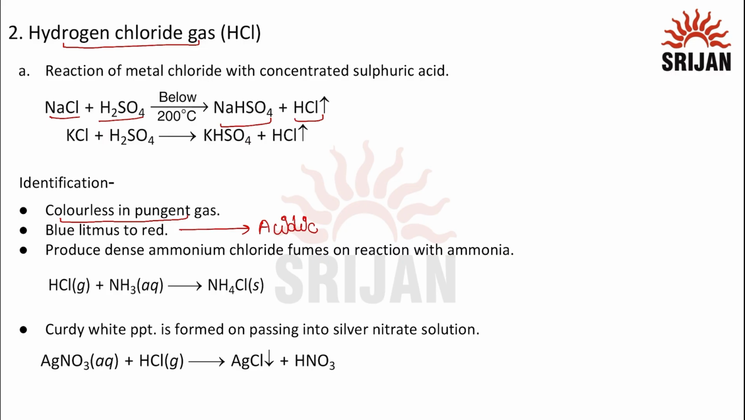And when you bring ammonia near the HCl, you will always observe dense fumes due to the formation of ammonium chloride. The last point of identification is that HCl on reaction with AgNO3, that is silver nitrate solution, will result in the formation of AgCl as a precipitate and it will turn curdy.